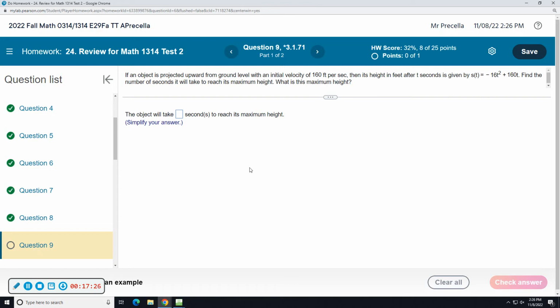If an object is projected upward from ground level with an initial velocity of 160 feet per second, then its height in feet after t seconds is given by s of t equals negative 16t squared plus 160t. This is number 9. Let me write this down. This is called a position function. Find the number of seconds it will take to reach its maximum height, and what is the maximum height?